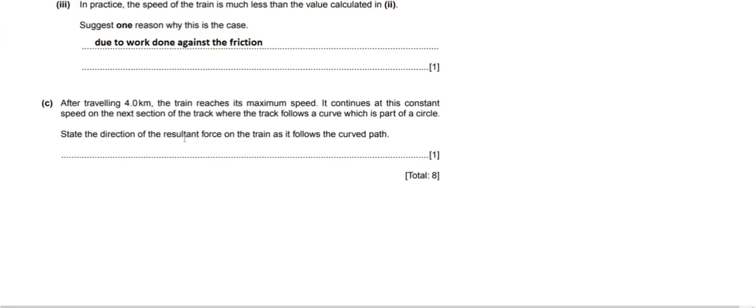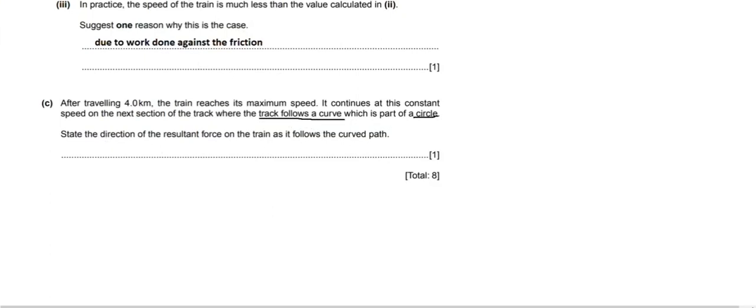The last one: after traveling 4 km, the train reaches the maximum speed. Here it continues at this constant speed on the next section of the track, where the track follows a curved path, which is a part of a circle. State the direction of the resultant force on the train as it follows the curved path.